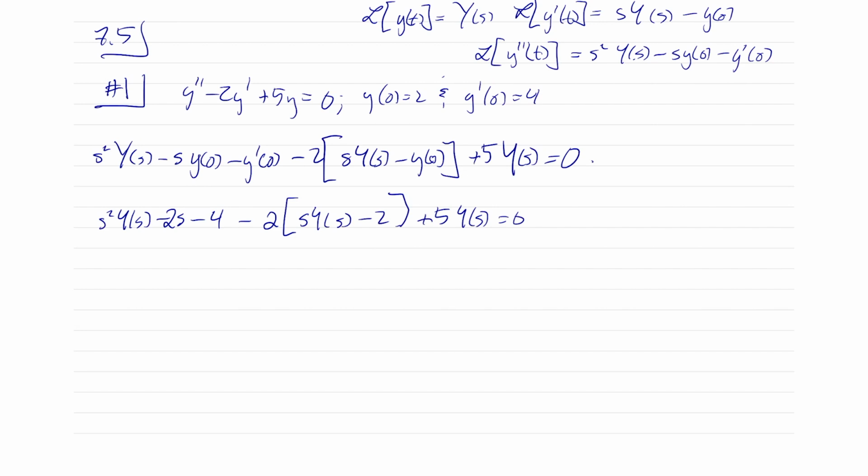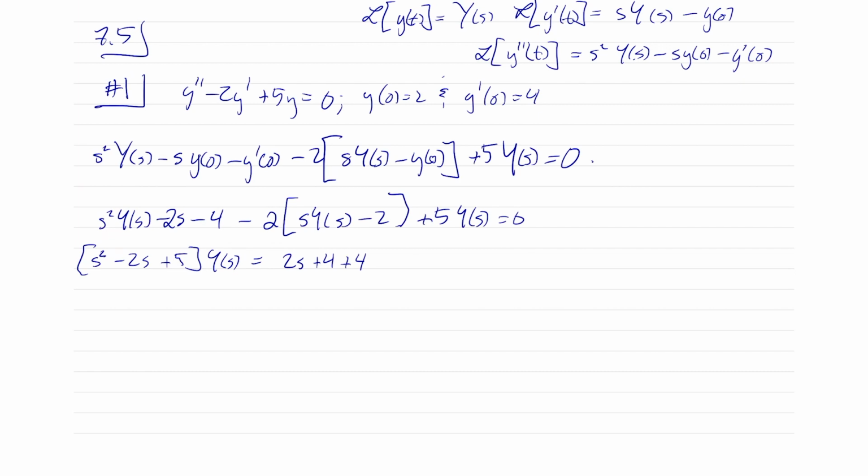Now let's group all the y's together and move everything that's not a y over to the other side. So we get s squared minus 2s plus 5, and this is times capital Y of s. And now everything that wasn't y, we have a 2s over here, plus 4, then we have a plus 4 again, and yeah, that's what we got.